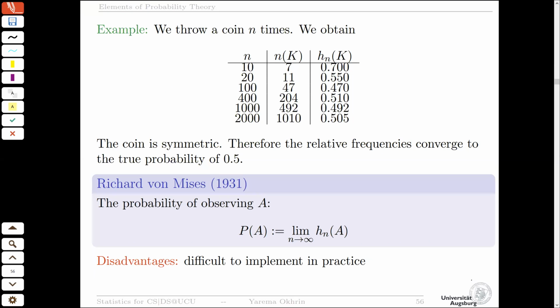If you do it 2,000 times, you will get 1,010 heads and 990 tails. If you take the ratio of this one to that one, you will get something like the probability, or the relative frequency of heads. This one divided by that one is the relative frequency of heads in the 2,000 tosses.